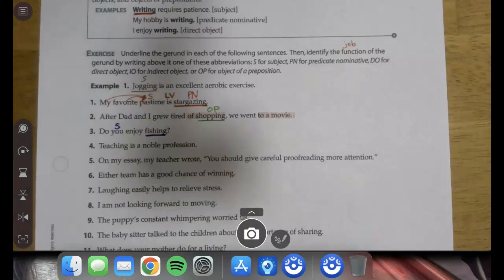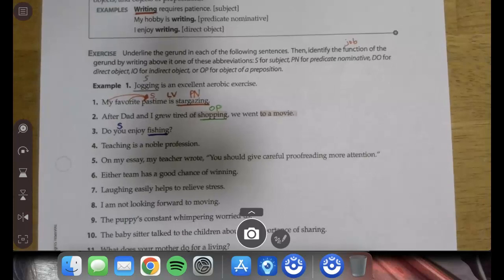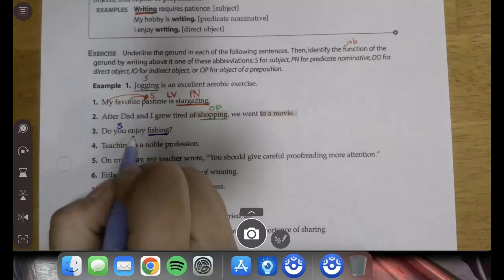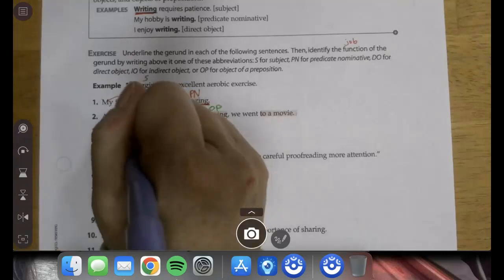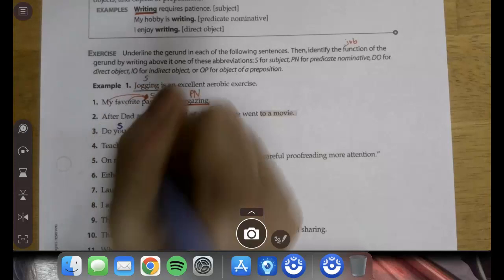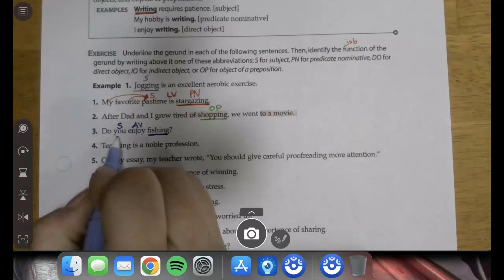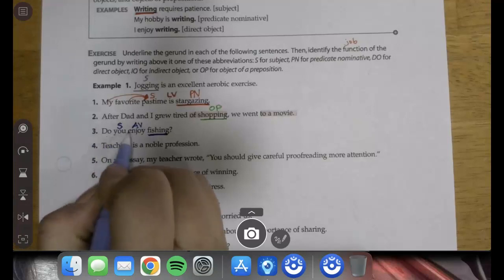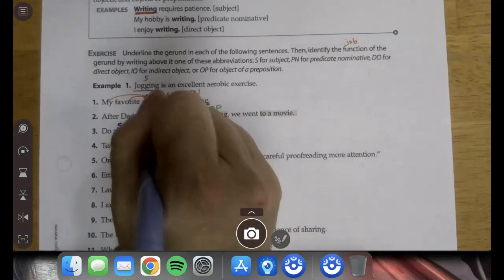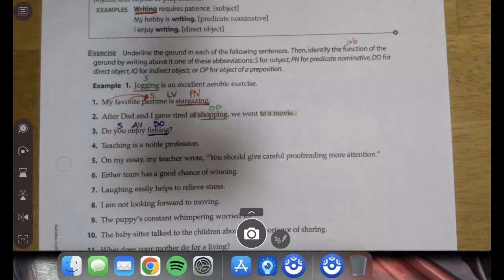Enjoy is the verb, and I'd ask myself, is it action or linking? If I'm not sure, I can always open my notebook to the linking verbs, and I would see that enjoy is not on that list, so it must be an action verb. And then I'd go to my questions. If it's an action verb, I know I'm looking for a direct object if I can answer the question whom or what. You enjoy what? You enjoy fishing. So fishing is doing the job of the direct object.